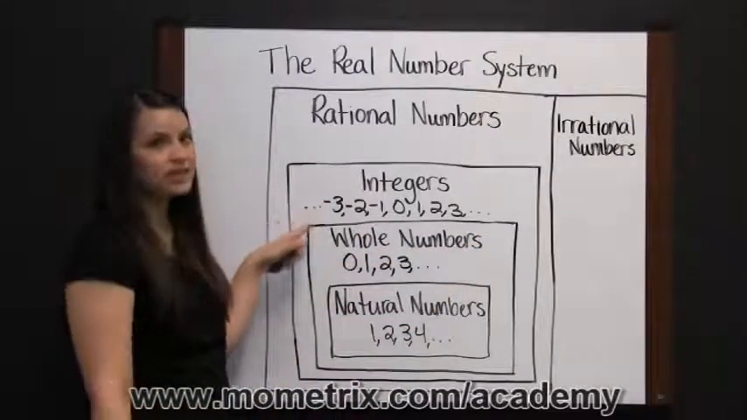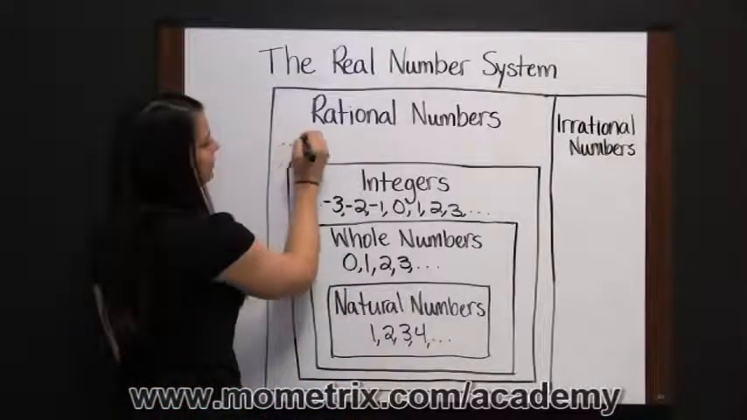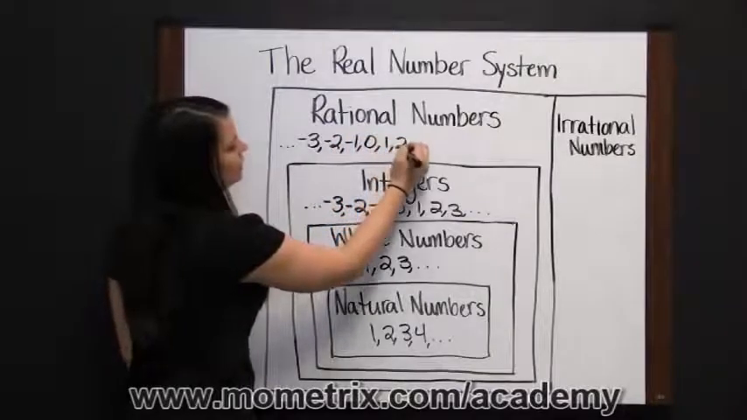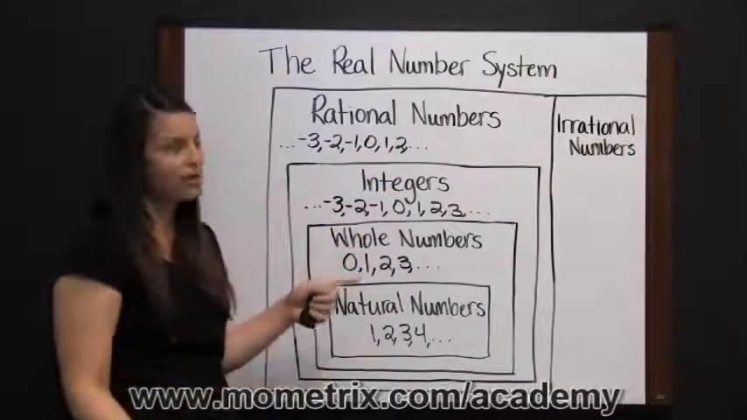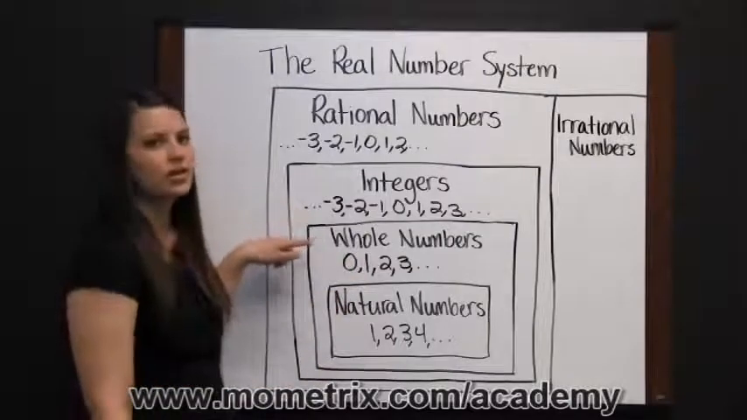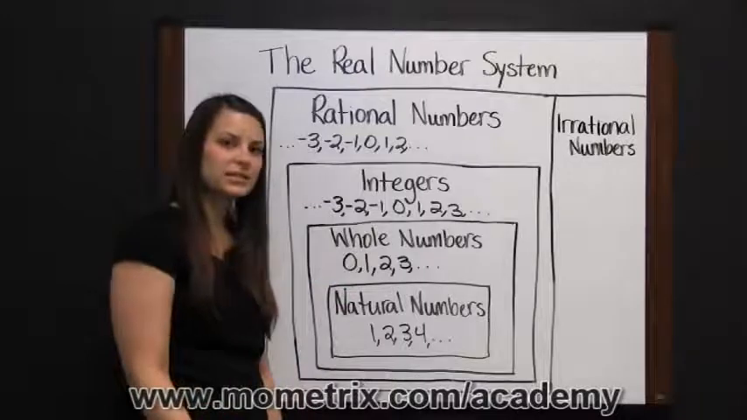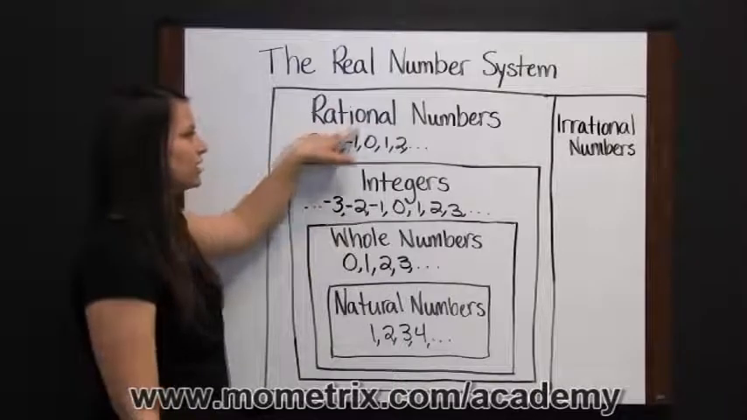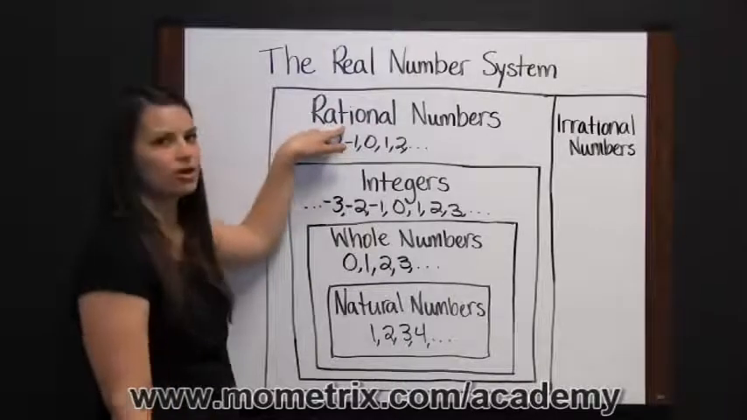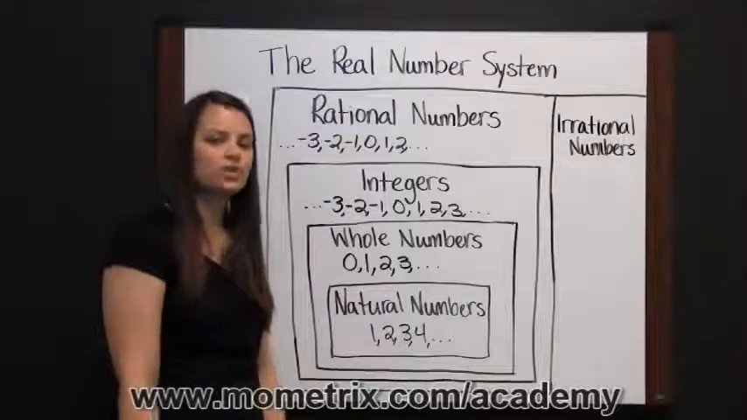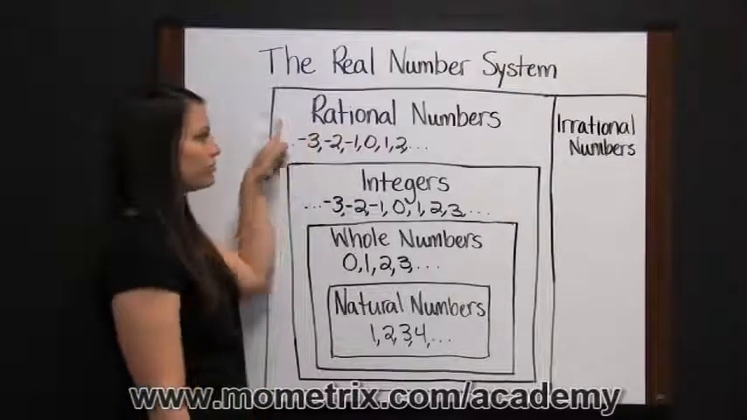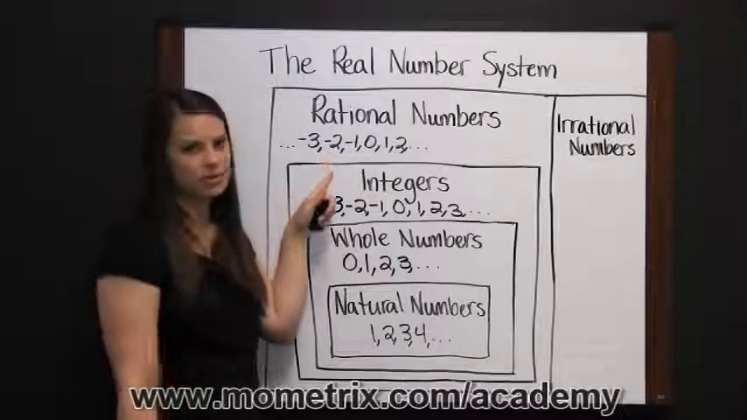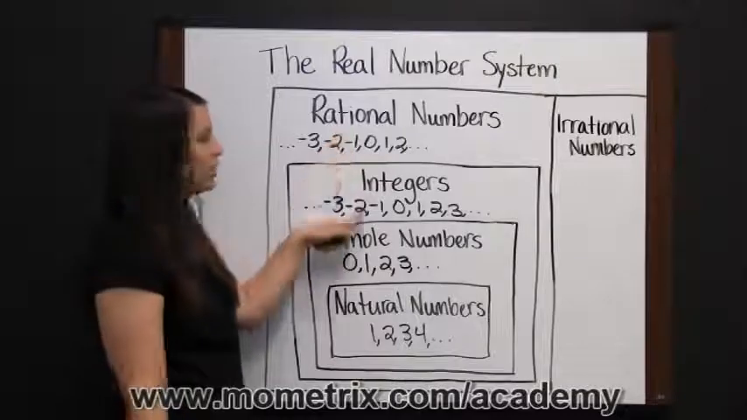Rational numbers include the set of integers, so -3, -2, -1, 0, 1, 2, etc. But it also includes the whole set of numbers that can be expressed as a ratio of two numbers. Notice that the root of rational is ratio, and a ratio is a fraction or a comparison of two numbers. So rational numbers not only include the whole set of integers, but also the set of numbers that can be written as a ratio of integers.